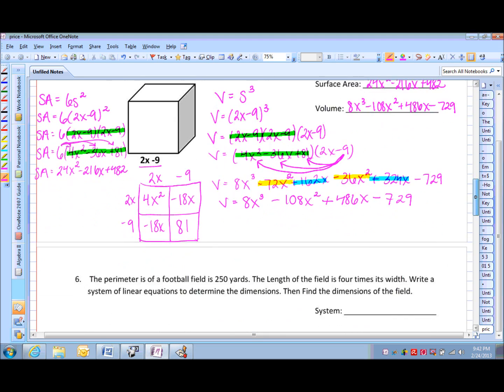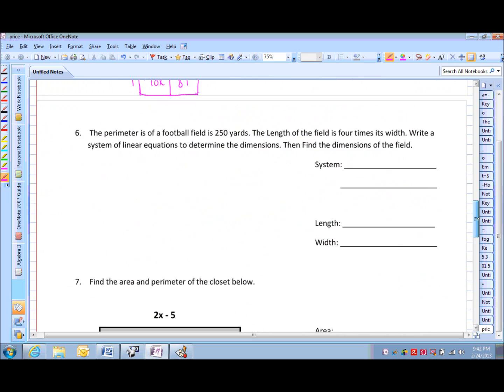Okay, moving on to problem 6. It tells us the perimeter of a football field is 250 yards. The length of the field is 4 times its width, and we need to write a system of linear equations to determine the dimensions. And then we need to find those dimensions. Well, the first sentence is where I'm going to get my first equation in my system of linear equations. And the second sentence is going to be where I get my second equation.